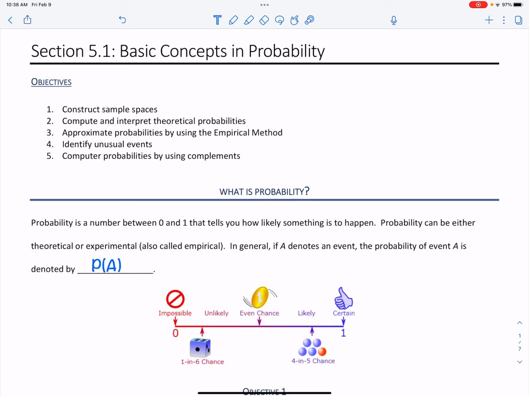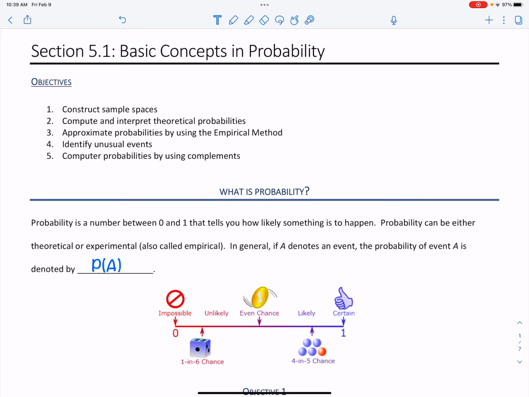In section 5.1, we are going to be talking about calculating probability. So the first thing that we need to talk about is, what does that term probability mean? It's likely a term that you are familiar with already. Most people, when they hear the term probability, think about the chance that something will happen. And that is indeed what we mean when we talk about probability.